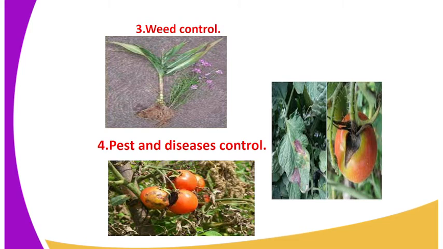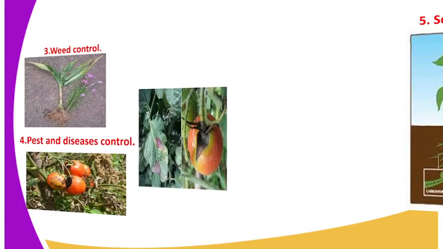And number 4, pest and disease control. Crop rotation is done with an aim of controlling pests and diseases, because there are certain diseases which normally affect crops of a certain family. If you alternate that plant with a different plant, the pests and diseases that were previously affecting the previous crop will not affect the current crop, and therefore you are supposed to alternate with crops of different families so that you can curb the problem of pests and diseases which attack the crop.